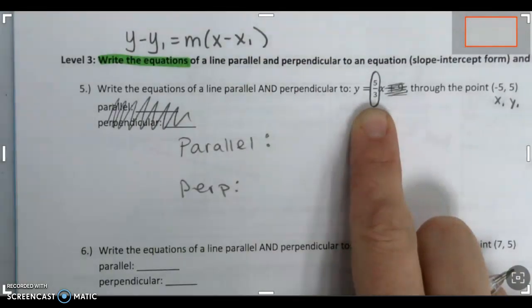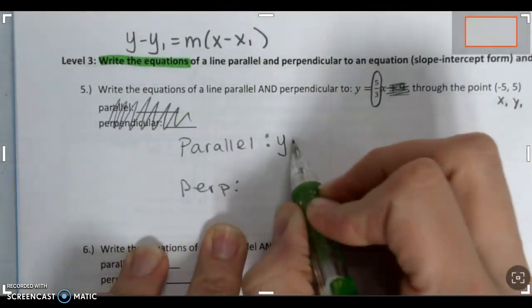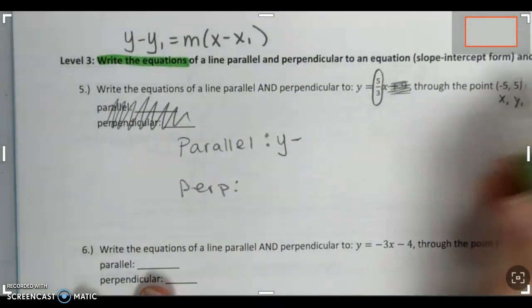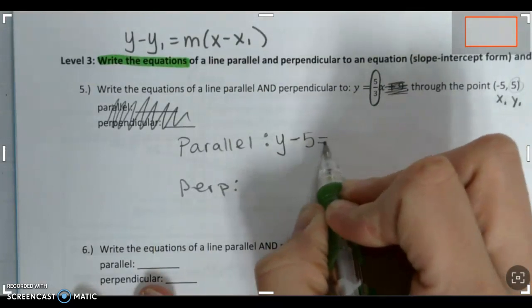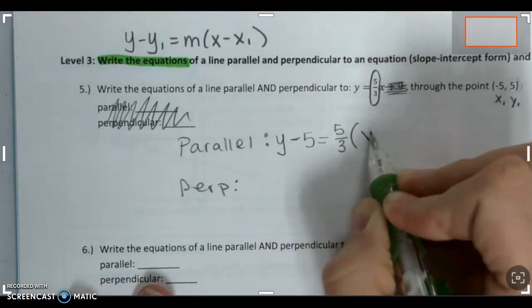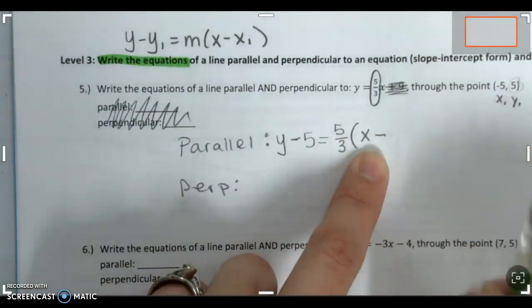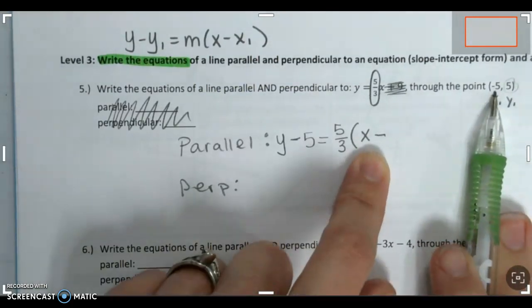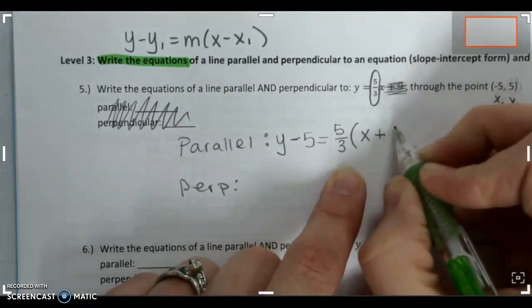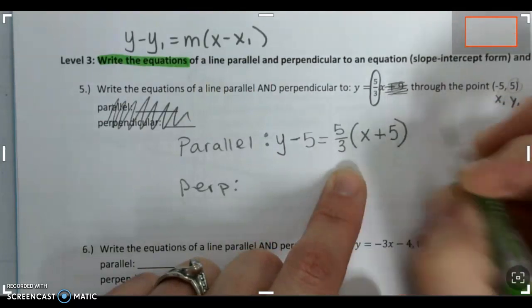Okay, so the equation would start out with y minus... Do you know what number would be next? Y minus 5. This one, right? Y minus 5. So my y number comes next, 5, equals, what slope am I using again? 5/3, parentheses, x minus, and then what's the x number that I was given? This -5. What happens when I put in a negative? Becomes a plus. Becomes a plus 5. Okay?